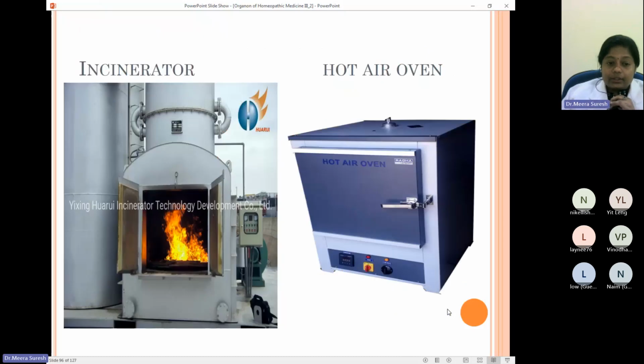This is an incinerator, industrial or factory, what we see on a large scale. Incinerators for small scale home use we can also get in the market nowadays. And this is the hot air oven, which you might have already seen in the microbiology lab.